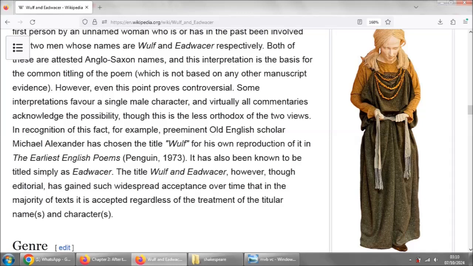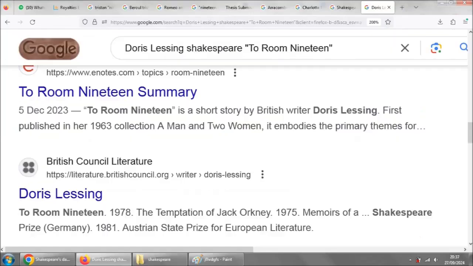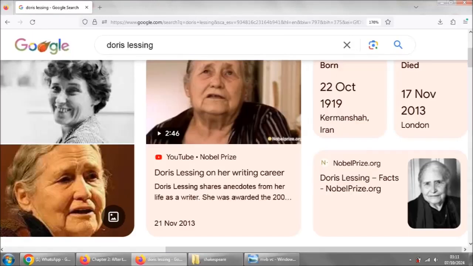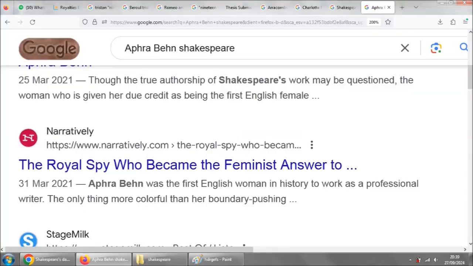Well, the thing is, there's many people who are trying to be modern-day Shakespeares. Yes, and what do we know about Doris Lessing? To Room 19 is a short story by British writer Doris Lessing, first published in her 1963 collection, A Man and Two Women. Yeah, we're being told, even in modern-day works, people are using these things. To Room 19. She's a female writer today, yes? So she's written a great book or great short story, To Room 19. But let's go back in history and you can read this yourself.